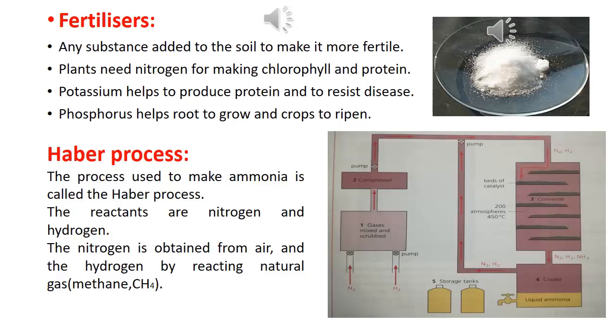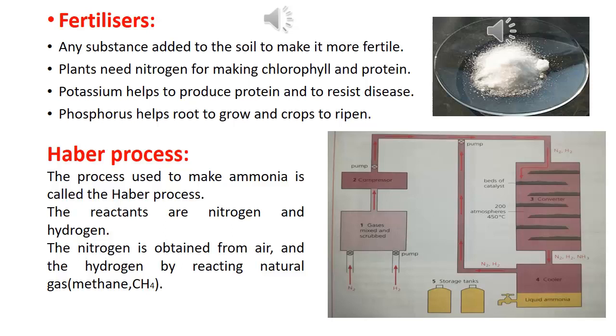What are the two main reactants involved in the Haber process? Nitrogen and hydrogen. From where do we get nitrogen? We get nitrogen from air, as air is composed of 78% nitrogen. And from where do we get hydrogen? Hydrogen we get from natural gas. What is natural gas? Methane.